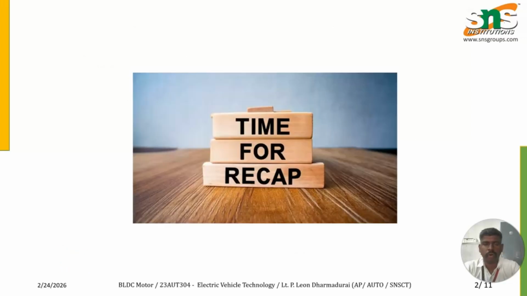Okay, so before going into today's topic, let us recap the things that you have seen in the previous session. In the previous class we had discussed the DC motor in detail: how the DC motor works, its working principle, the components involved in that DC motor, the construction part and the working part, and also its applications, advantages and disadvantages. So this has been discussed in the previous session.